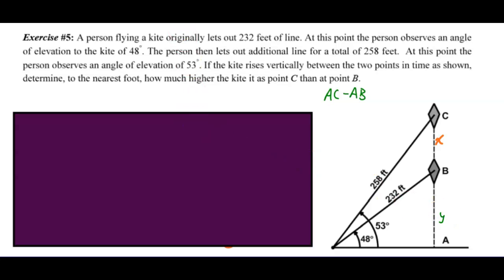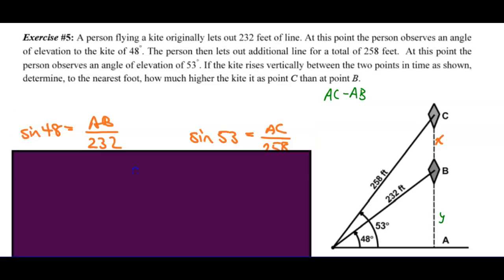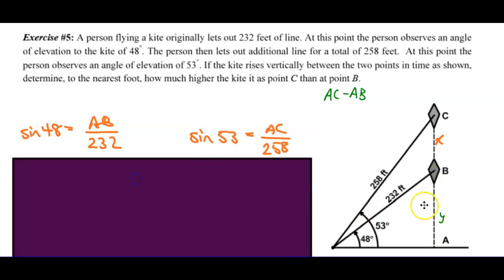Well, I'm not exactly sure what variable I use. I think I might have just kept it as AB. Yeah, so if I keep it as AB, that's my opposite side from 48. My hypotenuse is 232, and so I can solve for AB. When I shift over to the 53-degree angle, now my opposite side is AC all the way up. So I'm not actually using a y. Hypotenuse is now 258.